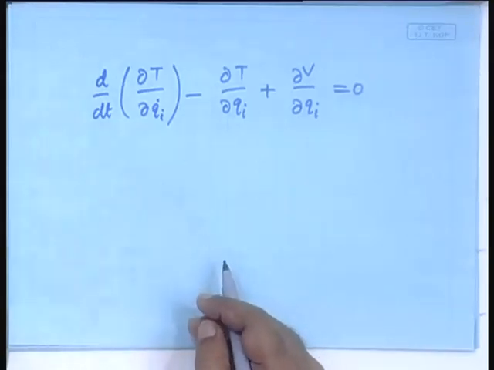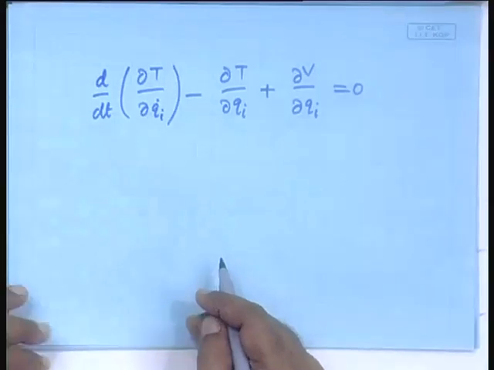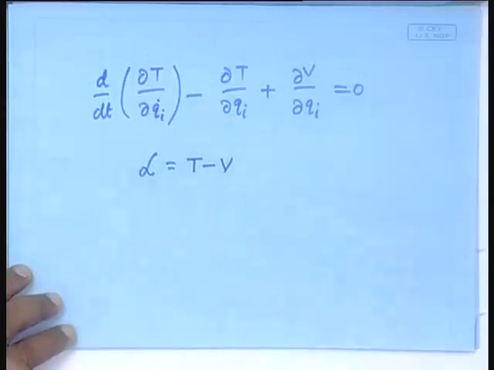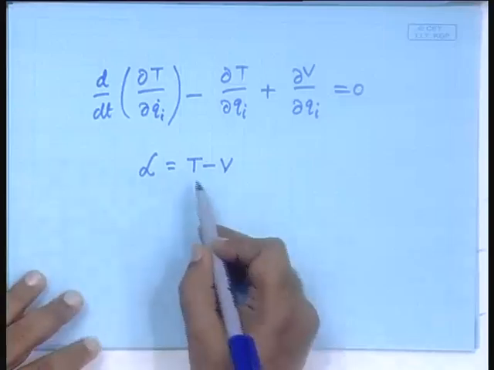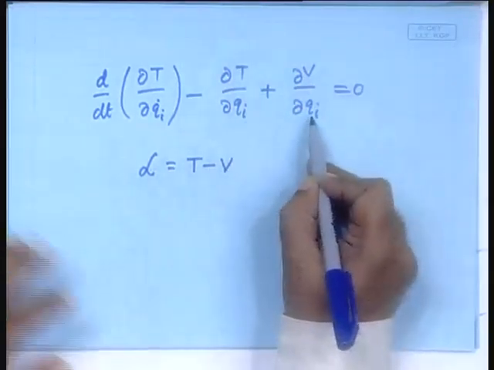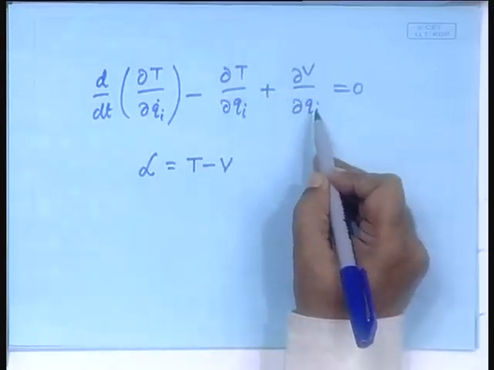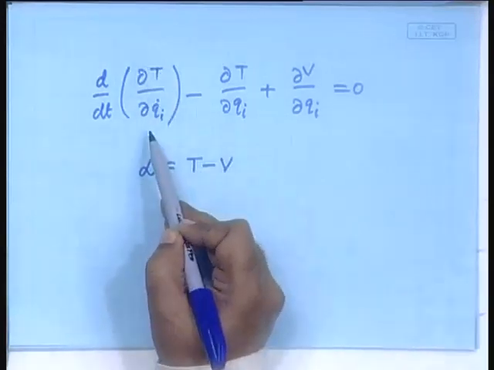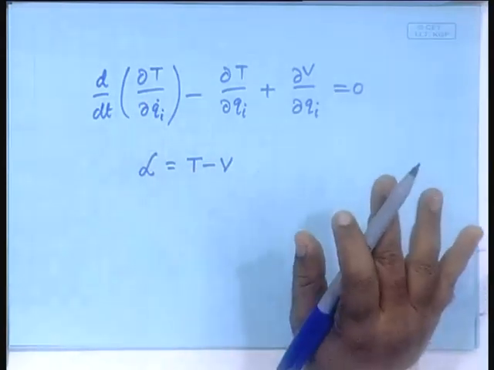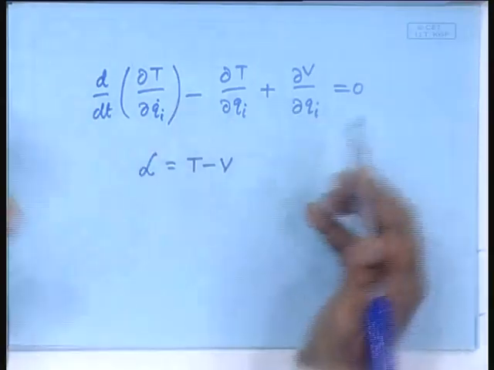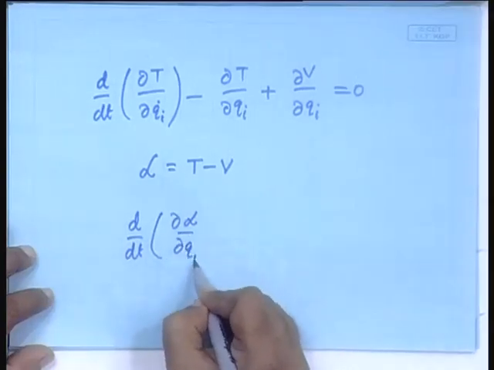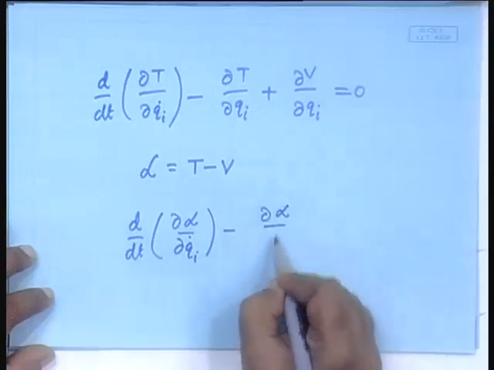Now, Lagrange defined a new term, which is now called the Lagrangian. We write it as script L, which is the kinetic energy minus the potential energy. So, this can easily be seen to be a derivative of the Lagrangian with respect to qi. Here you are taking a derivative of the kinetic energy with respect to the velocity, and the potential normally does not depend on the velocity. So, we can very simply write it as d/dt of the derivative of the Lagrangian with respect to qi dot, minus the derivative of the Lagrangian with respect to qi.